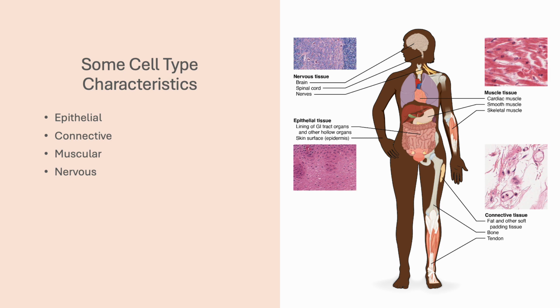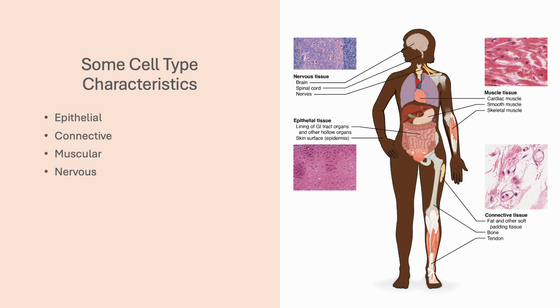Now for connective, they support, protect, and connect the other tissues. They have specialized cells and ground substance, along with special fibers like collagen, keratin, and elastic. Muscular, they allow movement by expanding and contracting. They are excitable, so they're able to respond to a stimulus, and some are voluntary and some involuntary.